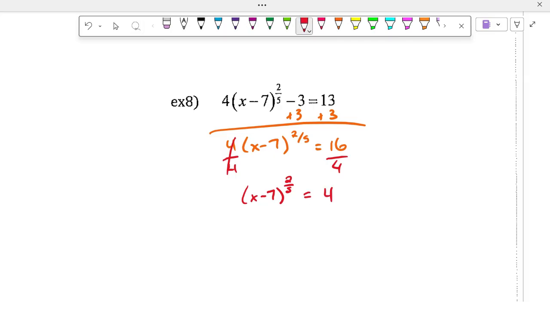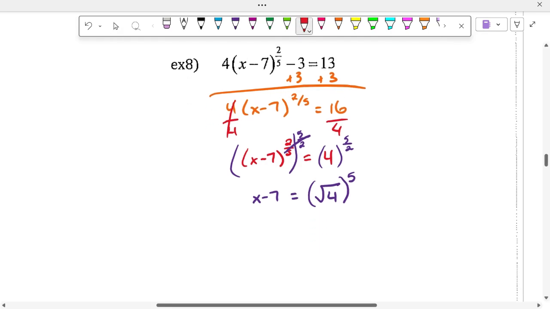How do I get rid of the power 2/5? Raise it to what? The reciprocal, which is 5/2. So I'm raising both to the 5/2 power. So that goes away. I get x minus 7 is equal to, what's 4 to the 5/2 power if I rewrite it as a radical? Square root of 4 to the 5th power. So what's the square root of 4? What's 2 to the 5th? 32. So x minus 7 is equal to 32.